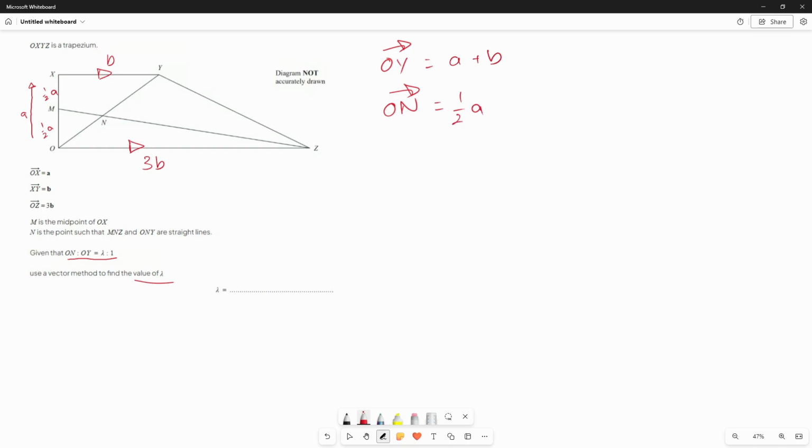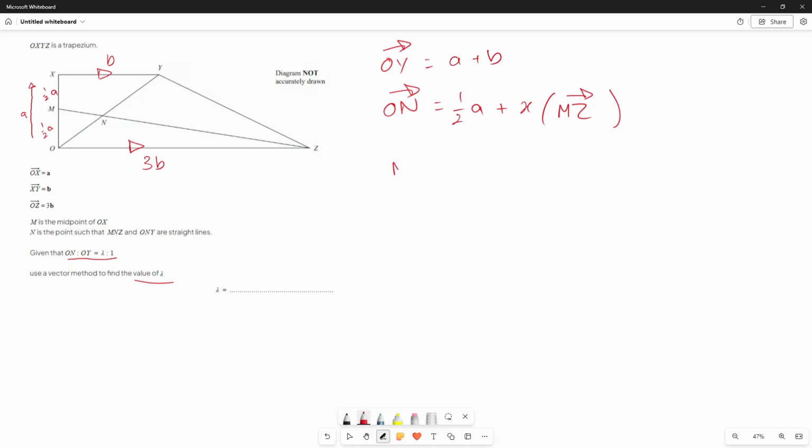So we go from O to M, then we want to go from M to N. M to N is going to be a variable lots of MZ, because we don't actually know how far along MZ the point N is. So we'll just write this as X lots of MZ.